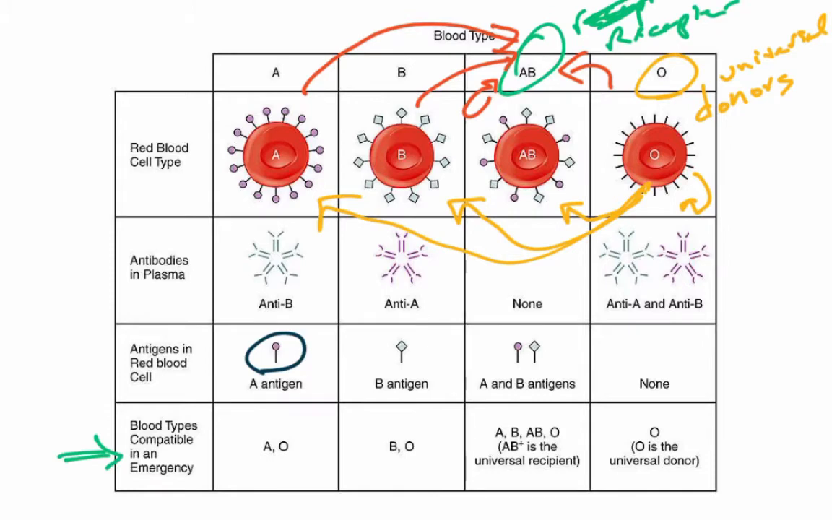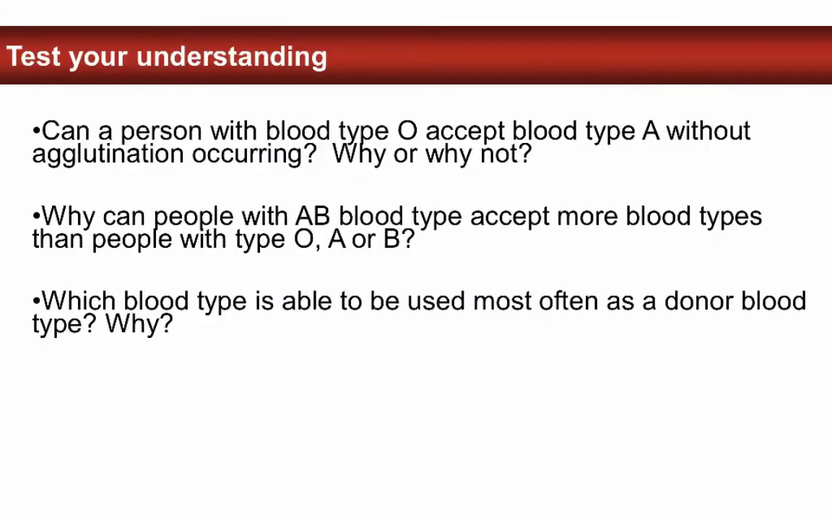I would not try to memorize this, right? Because this gets more confusing. I think it's easier to have the basic concept in your head and work it out that way. Okay, so these are standard kinds of questions. If you have type O blood, can you accept type A blood without a problem, without agglutination?